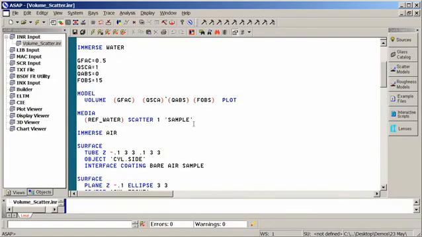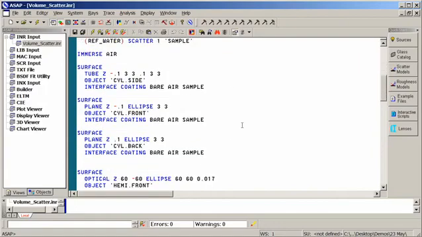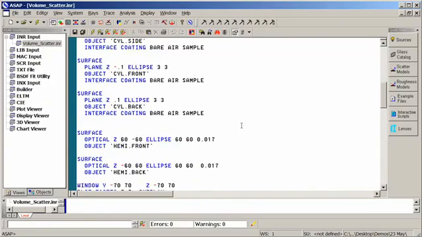In this particular case, what we're doing is applying a scatter profile, if you will, to a volume of water. And then we've defined a volume to contain that water, and we're going to look at the light as it propagates through that system. So let's take a look at the file.